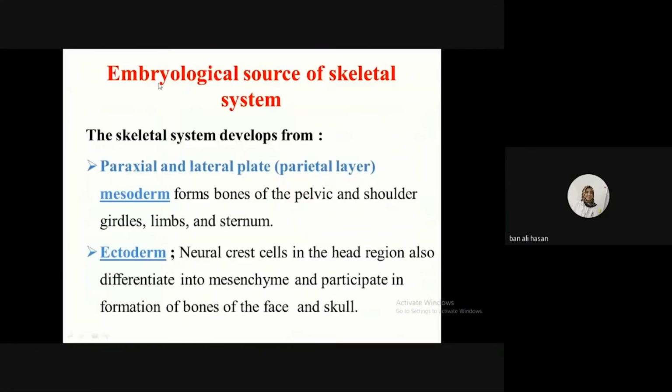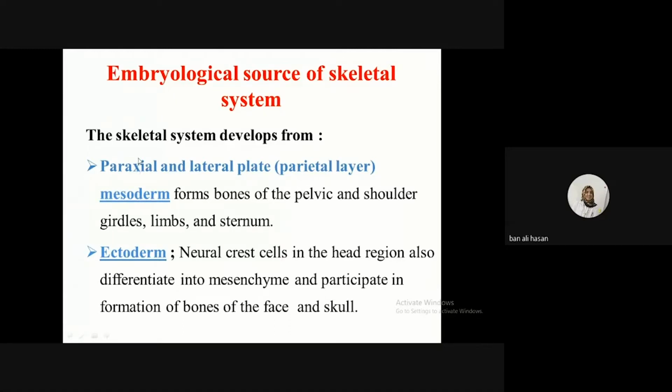Today we'll continue with lecture number 9, which is talking about skeletal system development. Actually, the skeletal system starts to develop, I mean, about to start to develop from the layers itself. We'll see the embryological source for it. So it starts in the 7th week of embryonic development.